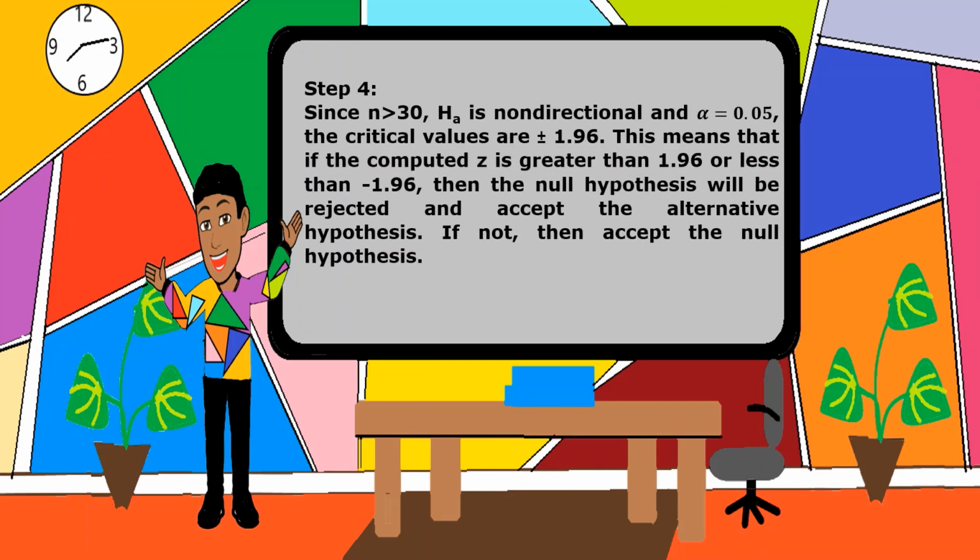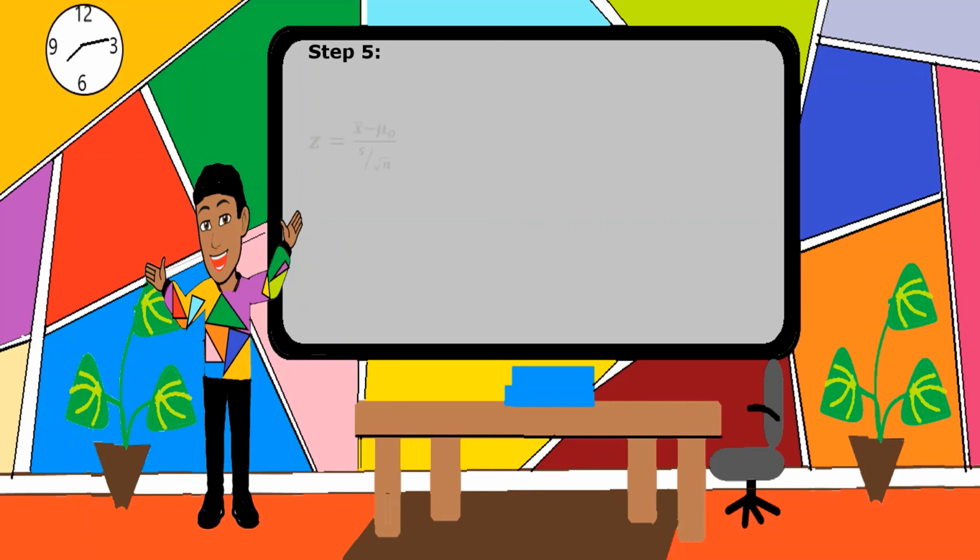Step 4. Since n is greater than 30 and our alternative hypothesis is non-directional and alpha is 0.05, the critical values are positive and negative 1.96. This means that if the computed z is greater than 1.96 or less than negative 1.96, then the null hypothesis will be rejected and accept the alternative hypothesis. If not, then accept the null hypothesis.